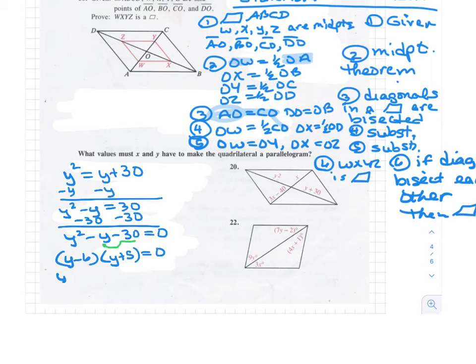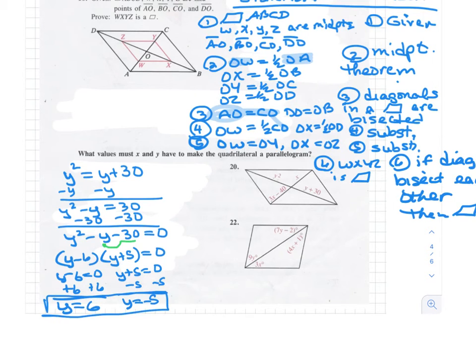I'm going to set each of the factors equal to 0. So y minus 6 equals 0 and y plus 5 equals 0. Add 6, y equals 6. Subtract 5, y equals negative 5. So now what I have to do is solve for x. So these are my two values that y could have in order for this to be a parallelogram. Now let me do the same thing for x.